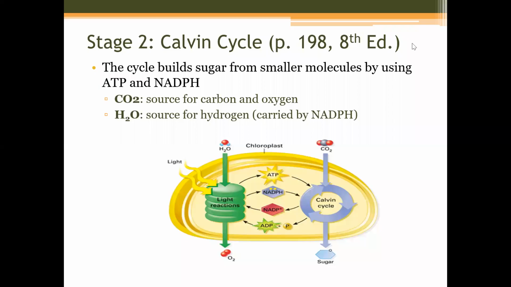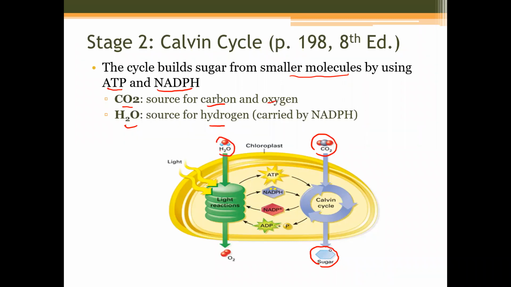Okay, so we're in the last stage, and this video is going to be very short. It's the Calvin cycle, stage 2, page 198 of your 8th edition book. The cycle builds up sugar from smaller molecules using ATP and NADPH. Carbon dioxide, there it is, is the source for the carbon and the oxygen in my sugar molecule, and water is the source for the hydrogen.